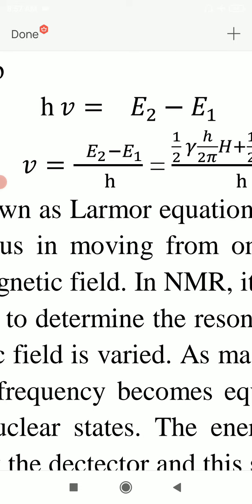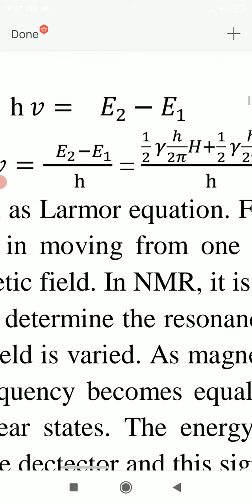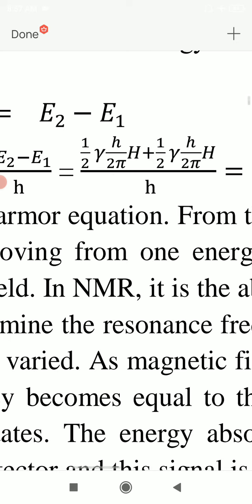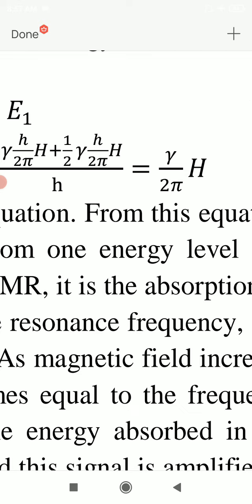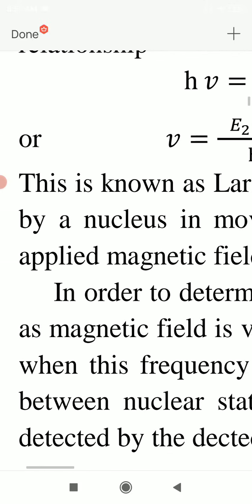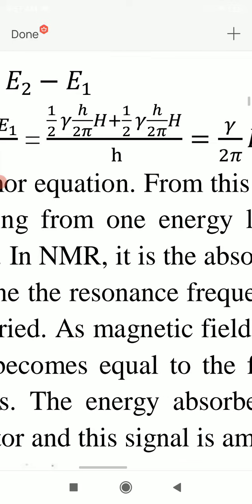Now substitute the values of E2 and E1. E2 is half γh upon 2π into capital H. Then we have minus E1. E1 is minus half γh upon 2π H. Small h is cancelled out and we find this equal to γ upon 2π into capital H. This is known as Larmor equation.